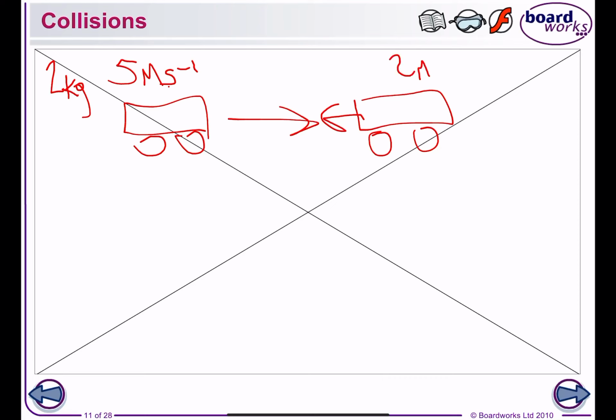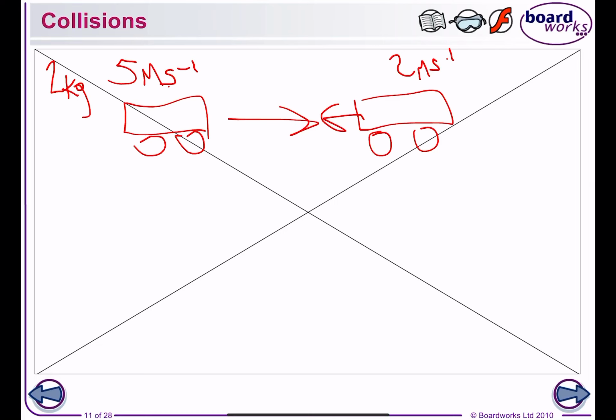The momentum of the one on the left then, we're doing mass times velocity, 2 times 5, so we've got 10 there. Now, we could choose that as being the positive direction. Remember, momentum is a vector, and usually left to right would be positive, but it's up to you.